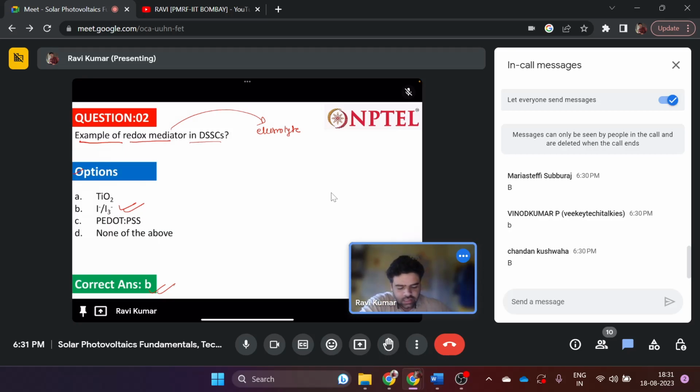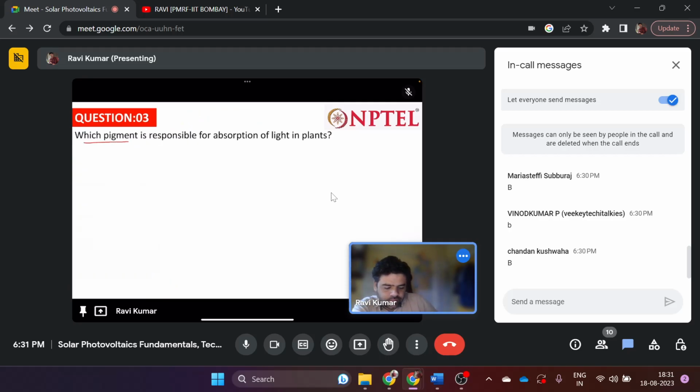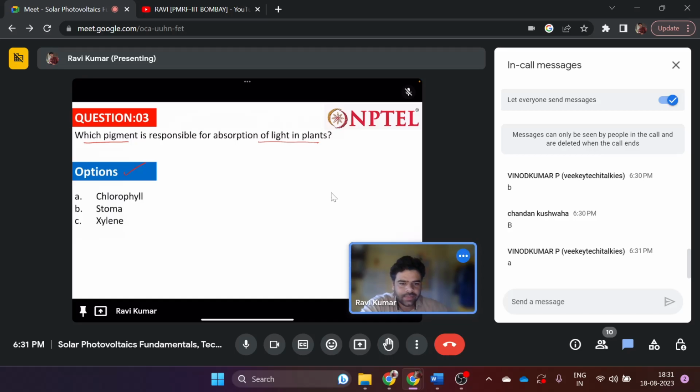Next question is about which pigment is responsible for absorption of light in plants. So it is related to photosynthesis, which you have studied in your 7th or 8th standard. Which pigment is responsible for absorption of light in plants? Chlorophyll, stroma or xylene? Chandan said A. Chlorophyll.